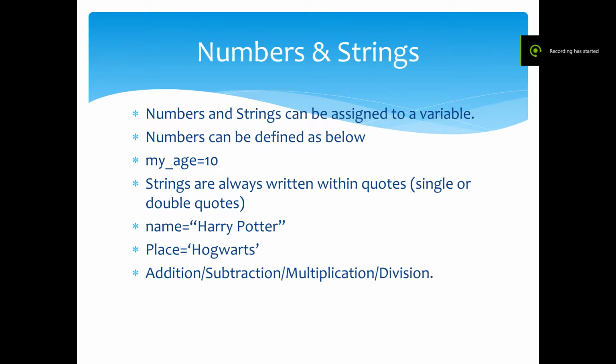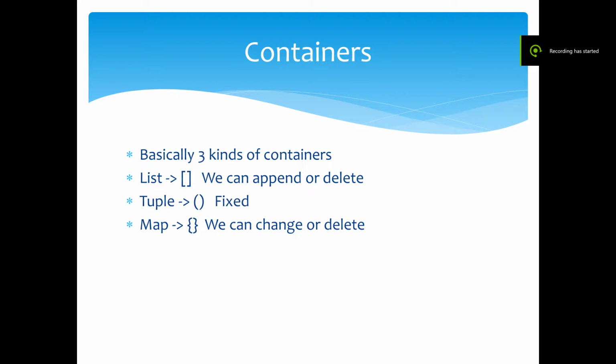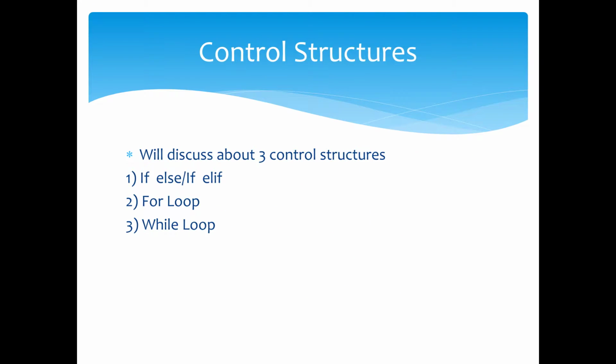Hello friends, in the last class we have done containers. There are basically three kinds of containers: lists, tuples and maps. And we have done all of the containers. And today we are gonna do control structures.